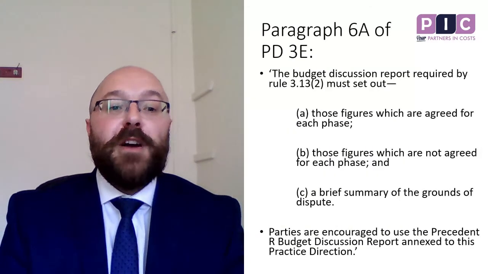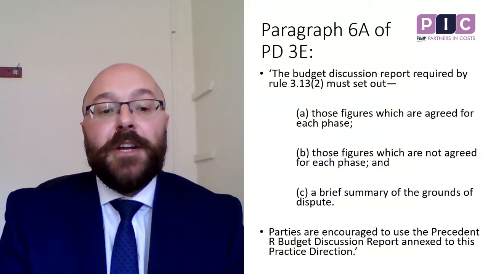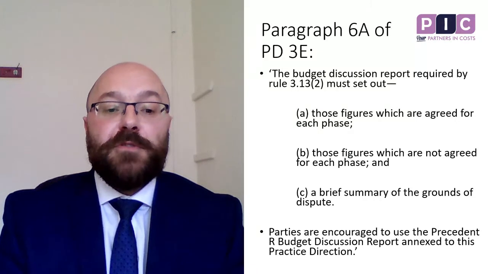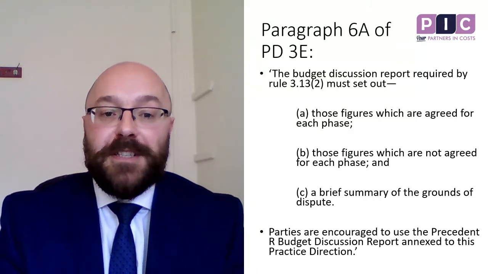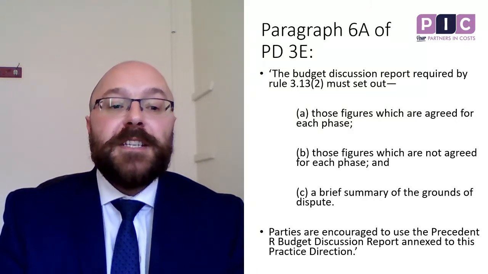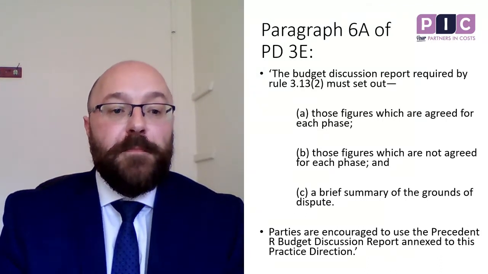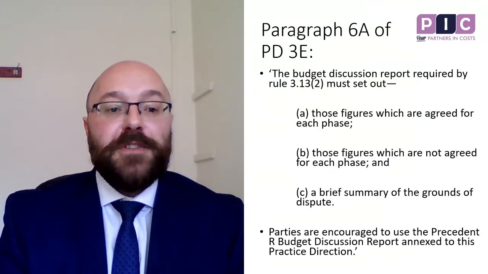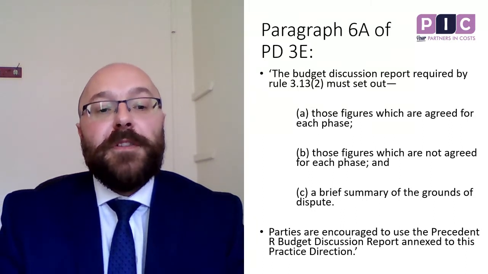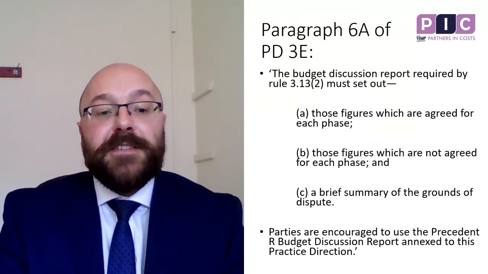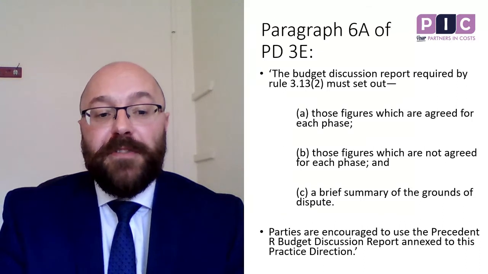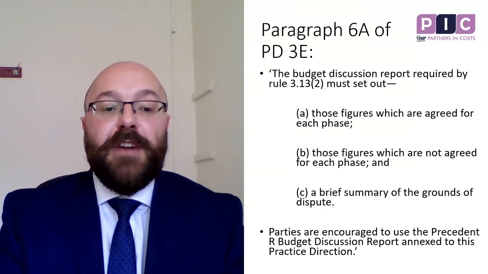So budget discussion reports are provided in precedent R, or at least the parties are encouraged, pursuant to the provisions of paragraph 6A of PD3E, to use the precedent R budget discussion report, which is next to the practice direction. The budget discussion report itself is a document which, per Rule 3.13.2, must set out the figures which are agreed for each phase, the figures which aren't agreed for each phase, and a brief summary of the grounds of dispute.